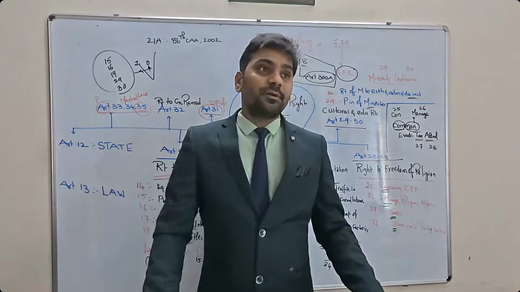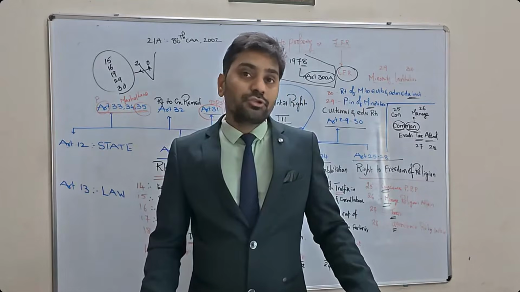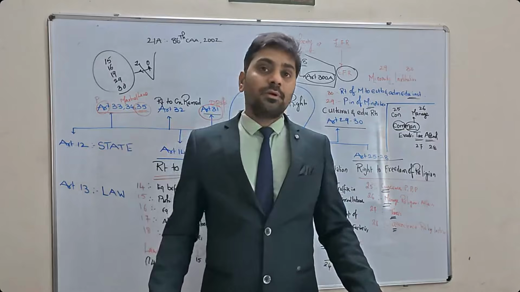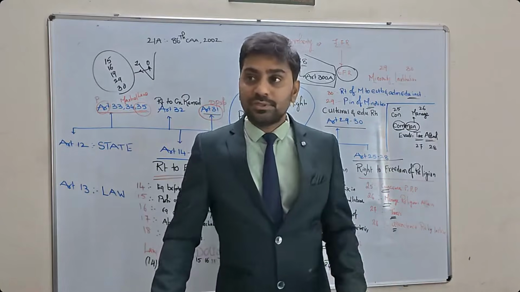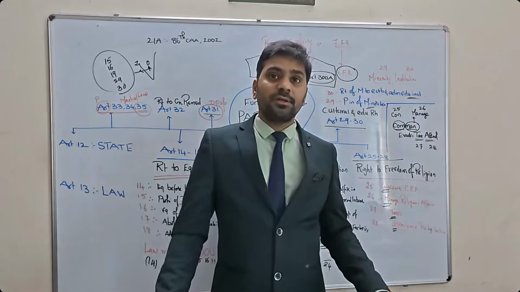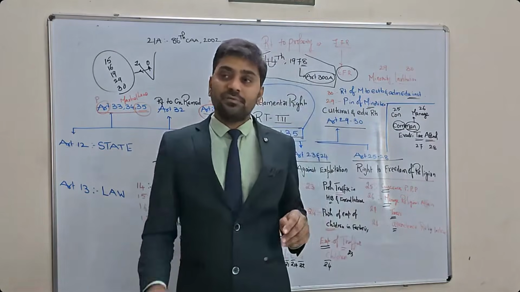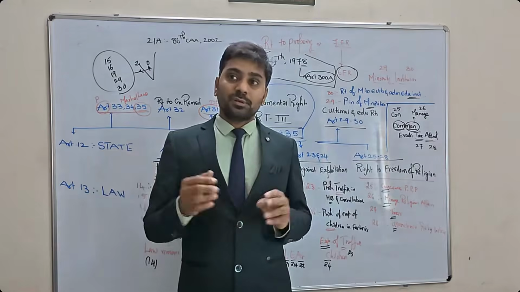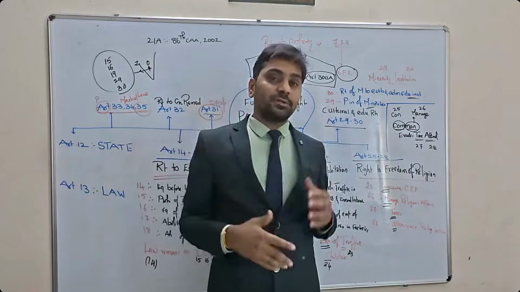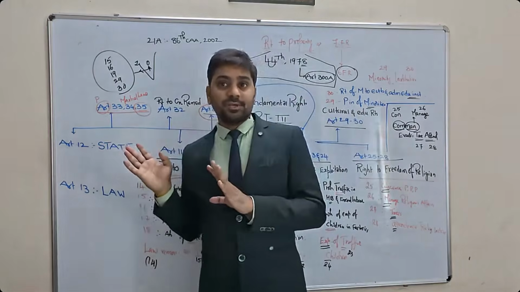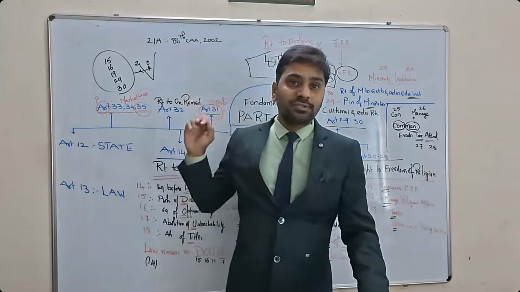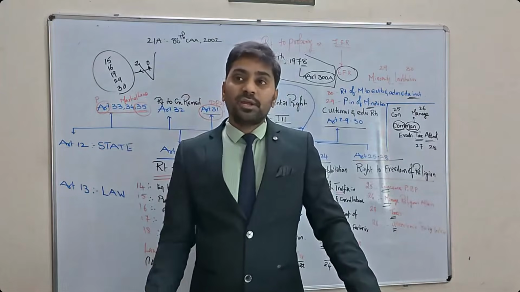If the rights are violated by the state, what do you have? Constitutional remedies. If private persons violate your rights, legal actions. What is the difference? Take the example of right to life and personal liberty. If the state police come and arrest you under a law, the police represent the state, so you can go to the Supreme Court or High Court for constitutional remedies.